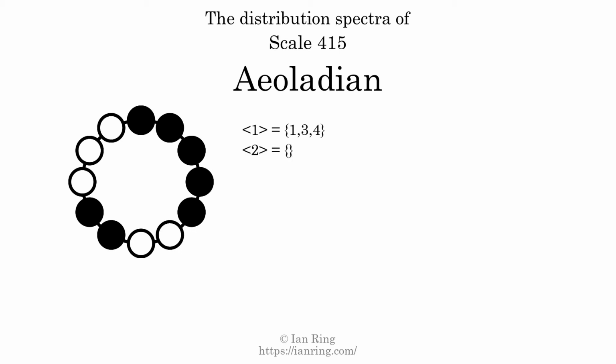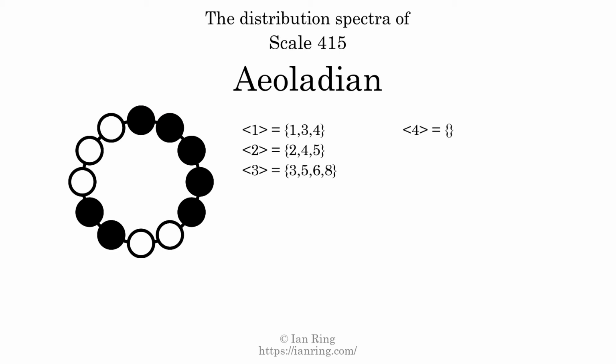The generic interval of 2 scale steps comes in 3 different specific interval sizes: 2 semitones, 4 semitones, and 5 semitones. The spectrum width of this generic interval is 3. The generic interval of 3 scale steps comes in 4 different specific interval sizes: 3 semitones, 5 semitones, 6 semitones, and 8 semitones. The spectrum width of this generic interval is 5.